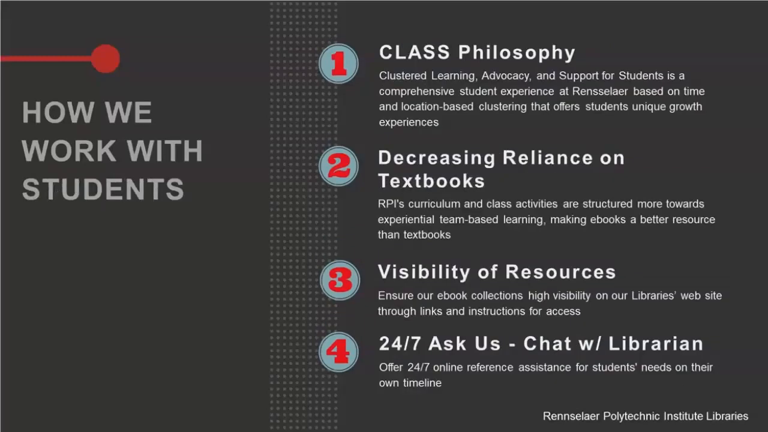And so that leads me to the students, which I would put first, but as I said before, you have to get to the faculty and through the faculty to get to the students as a librarian. So these are some of the things that we're doing when we work with the students on campus here. I mentioned briefly earlier this thing called the class philosophy. So you can see there on the slide, this stands for clustered learning, advocacy, and support for students.